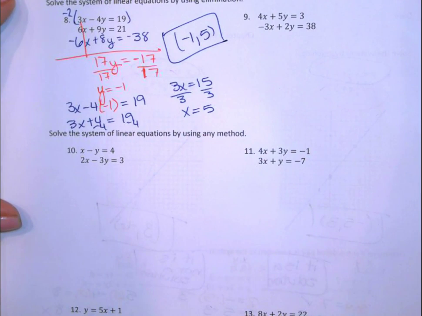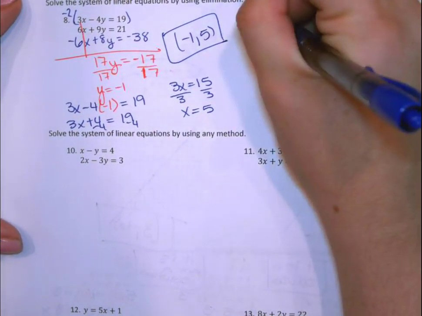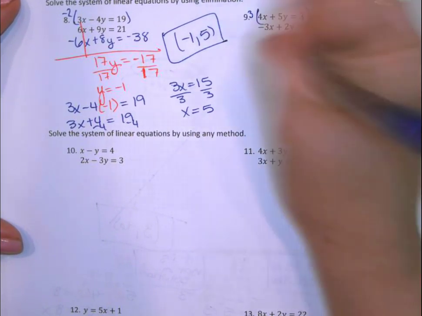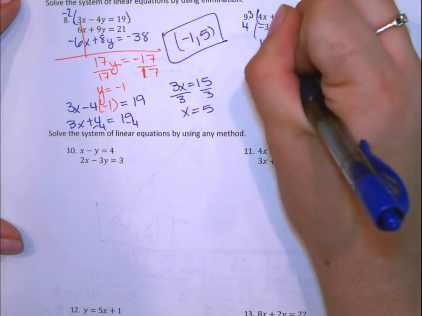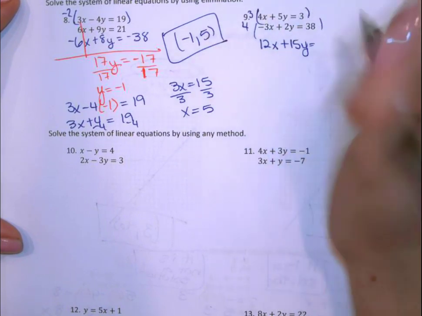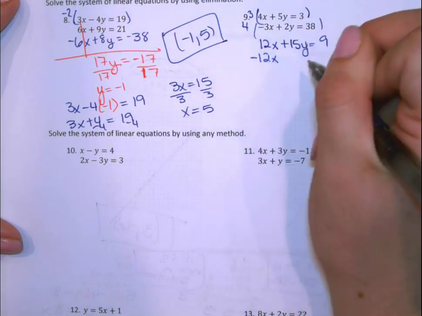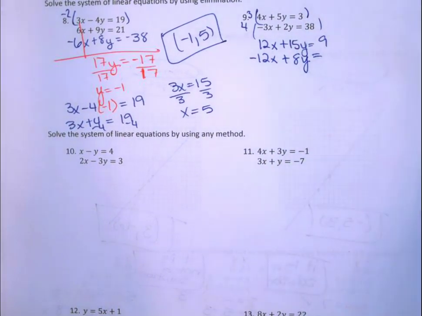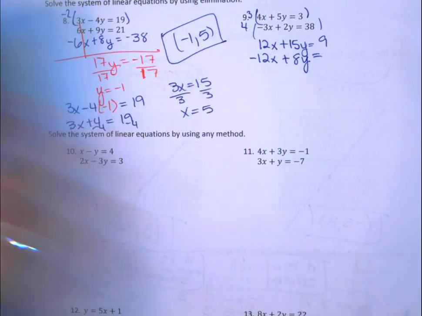On number 9, no matter what I do, I'm going to have to multiply both equations. Since the bottom's already negative, I'm going to just cancel out my x's again. So I'm going to multiply the top one by 3 and the bottom one by 4. On my top equation, I have 12x because 3 times 4 is 12. 3 times 5 is 15y. 3 times 3 is 9. On the bottom, I have 4 times negative 3, which gives me negative 12. 4 times 2, which gives me 8. And 4 times 38, I do not know that one. 4 times 38 is 152.